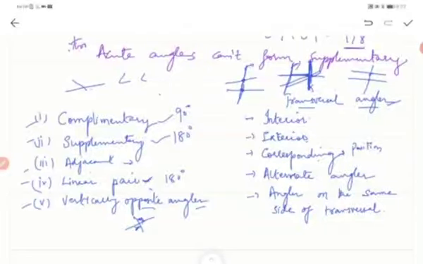In that we studied interior angles, exterior angles, corresponding angles, alternate angles, and angles on the same side of the transversal. We will do some exercise problems in the next video, and that is it with this unit. We will do more problems, all the exercise problems, in the Zoom meeting, inshallah.